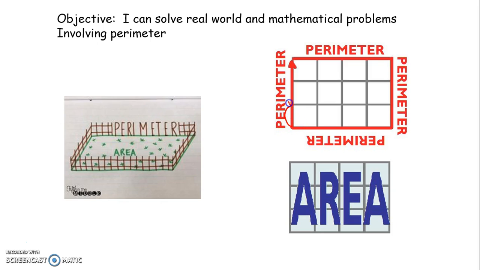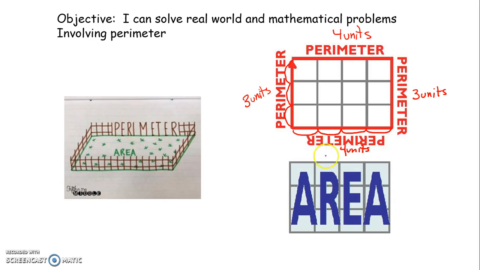Well, this side length is 1, 2, 3 units long. If this side is 3 units long on a rectangle, the opposite side is also 3 units long. The top edge is 1, 2, 3, 4 units long. Therefore, the bottom edge of that rectangle better be 4 units long. Opposite sides on rectangles are congruent. And sure enough, the bottom edge is also 4 units long.